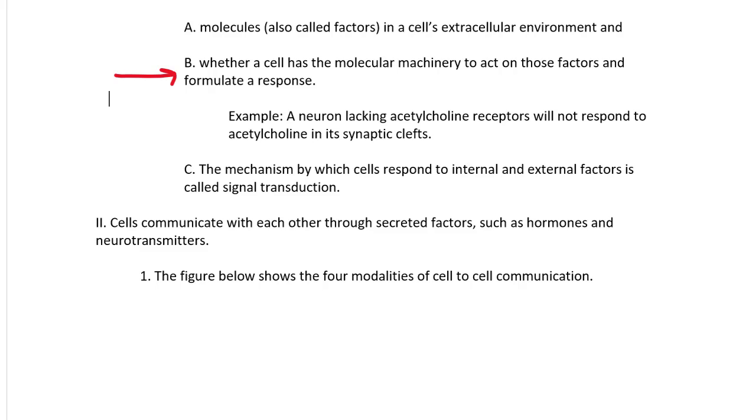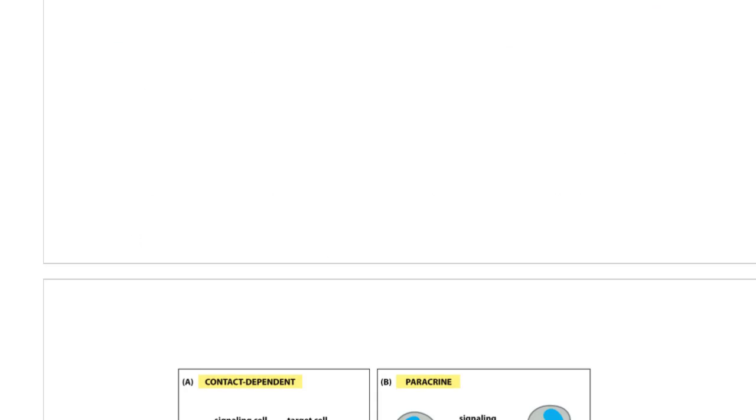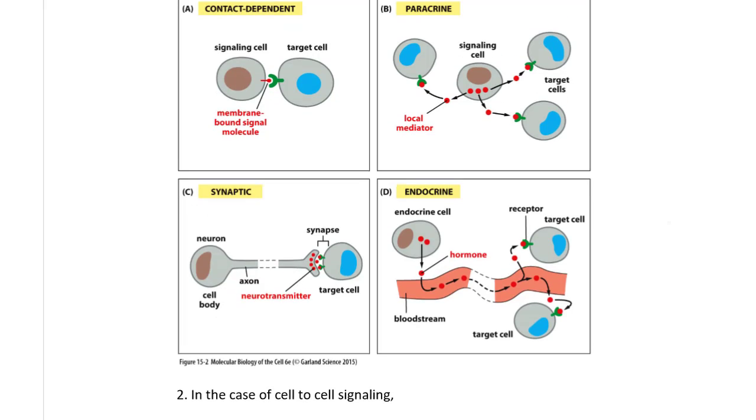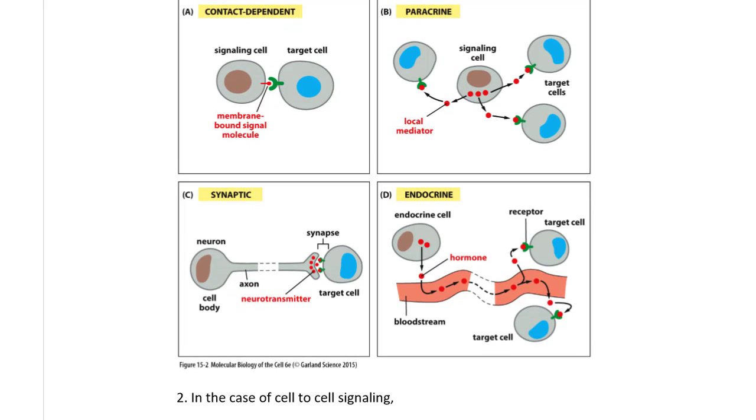The mechanism by which cells respond to internal and external factors is called signal transduction. And we've already had an example of signal transduction. We just didn't call it by that name, and that's neuronal signaling. Cells communicate with each other through secreted factors such as hormones and neurotransmitters. The figure below shows the four modalities of cell-to-cell communication. So we have a picture here of the four modalities.